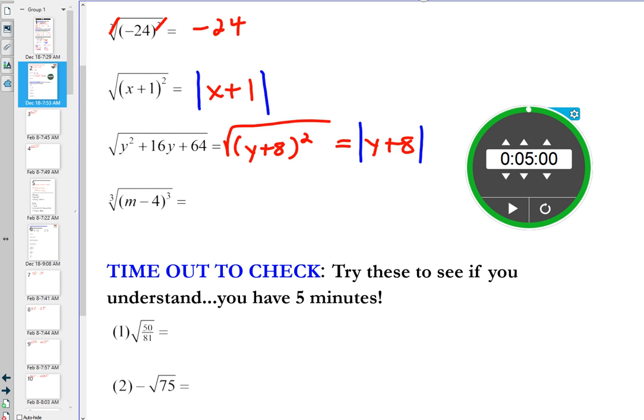If for some reason, let's pretend that this were a cube and a cube root, then it would just be the y plus 8. There's no need for absolute value. But if they're even, absolute value. Such as the next one. What are we going to end up with on the next one? Just the m minus 4.